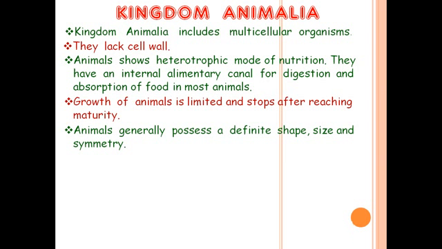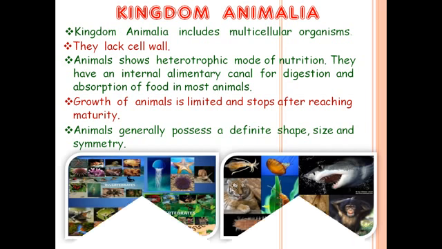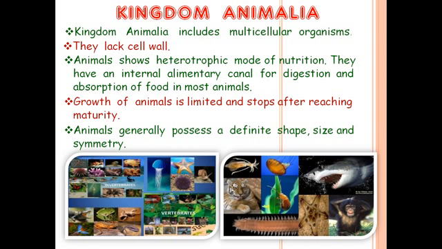Animals generally possess a definite shape, size and symmetry. If you look at all the humans, they look the same. All the cats, if you look, they look the same. So we show definite shape, size and symmetry as well. Look at the different types of animals: invertebrates, vertebrates.